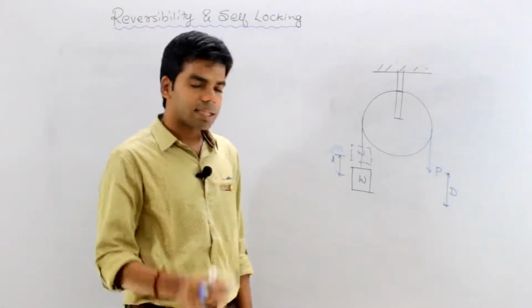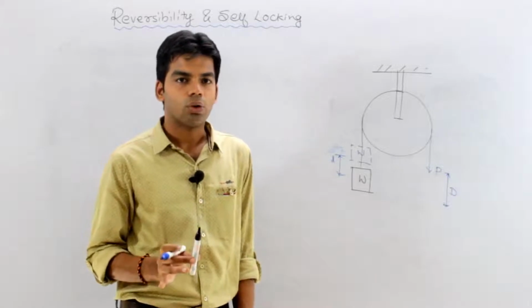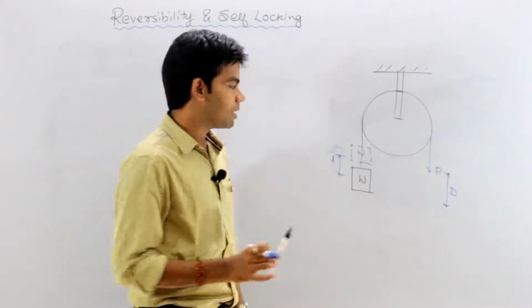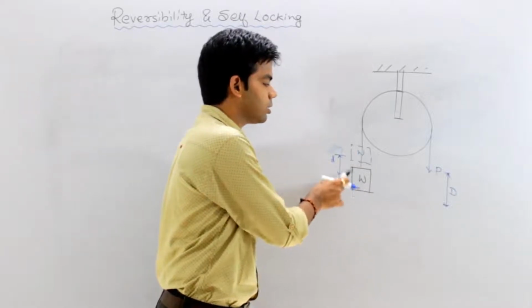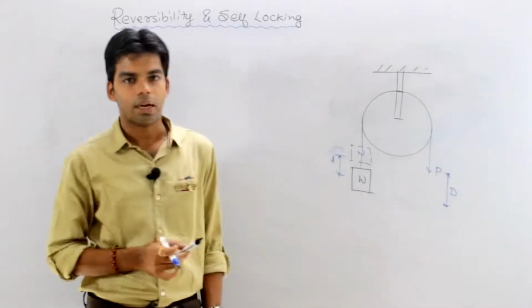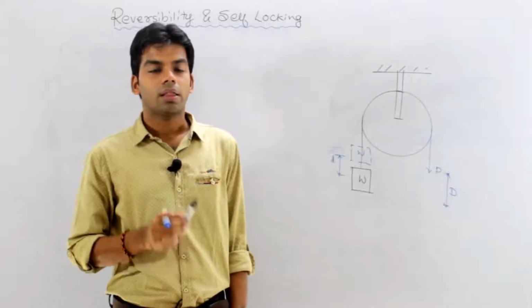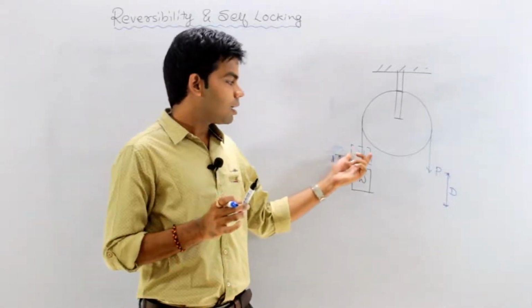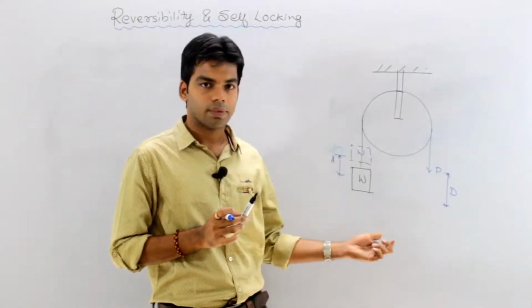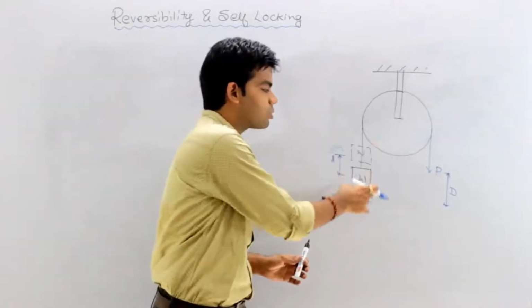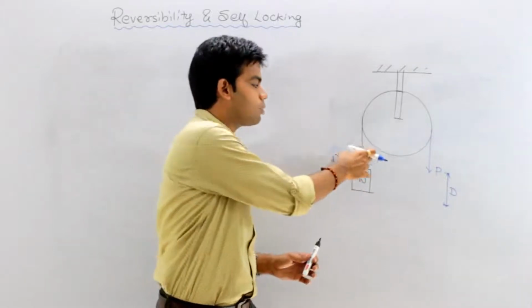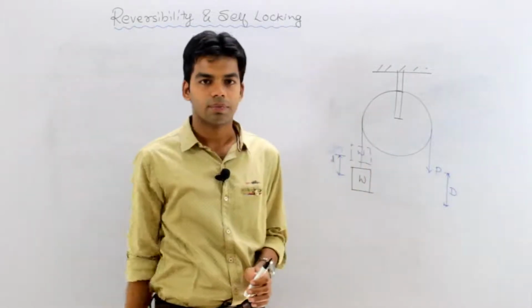Getting this one? Some amount of that work, as I told you, is lost in the friction, and the remaining amount of that work is utilized in lifting this weight up. Okay. Now, if this weight has to reverse, first consider the condition of a reversible machine. If the weight has to reverse, then it will have to overcome the frictional resistance.